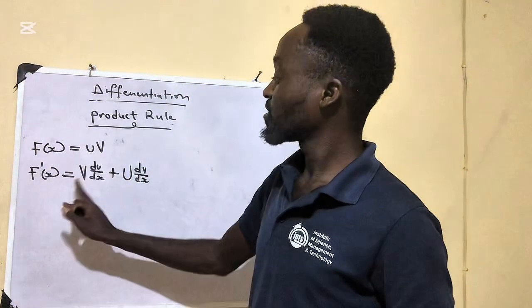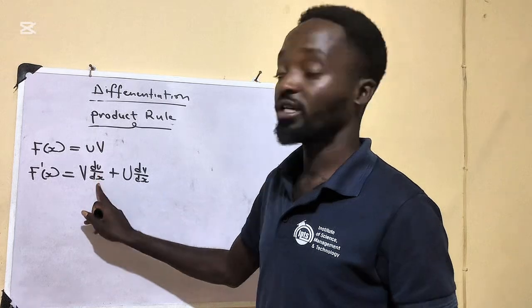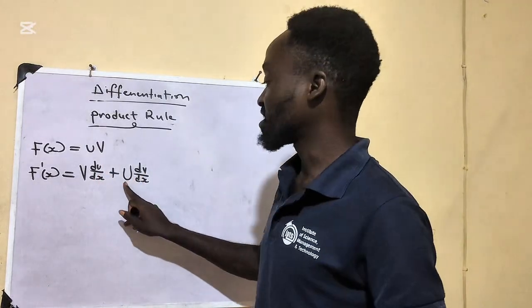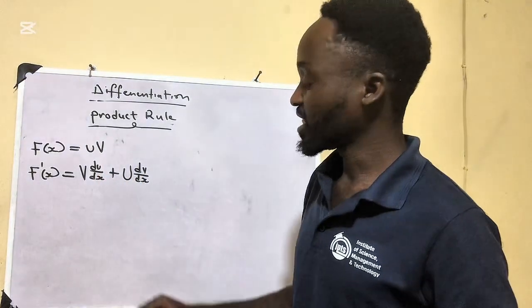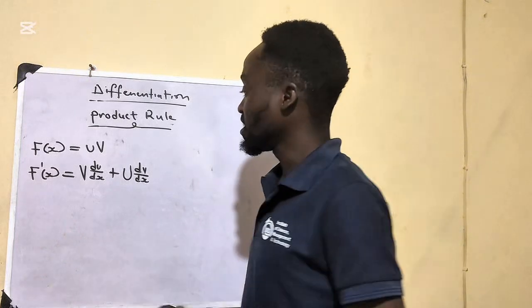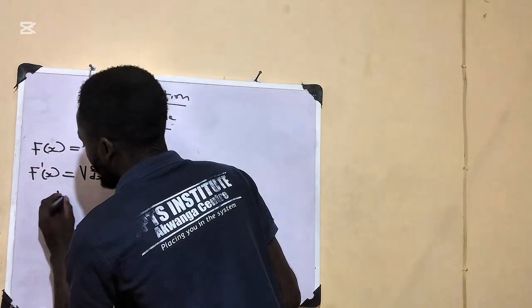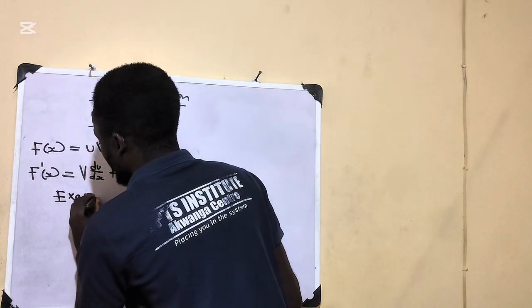If you are given a function, you keep v constant, then you differentiate u, then you keep u constant, and then you differentiate v. So let's take an example so that you understand how it is actually used in a better way.